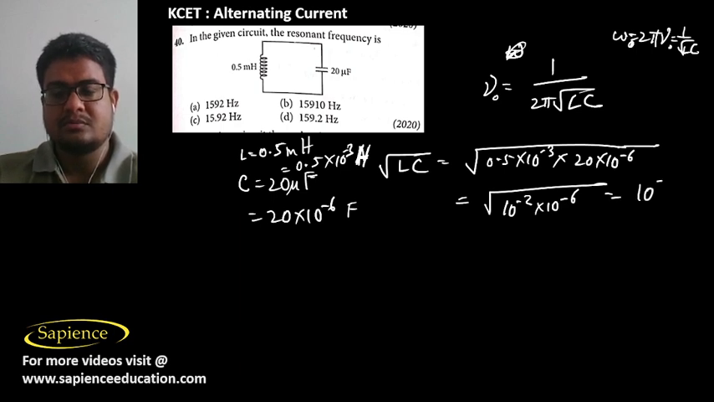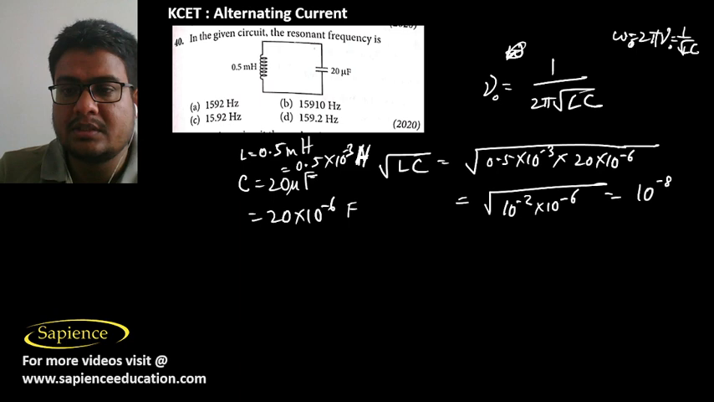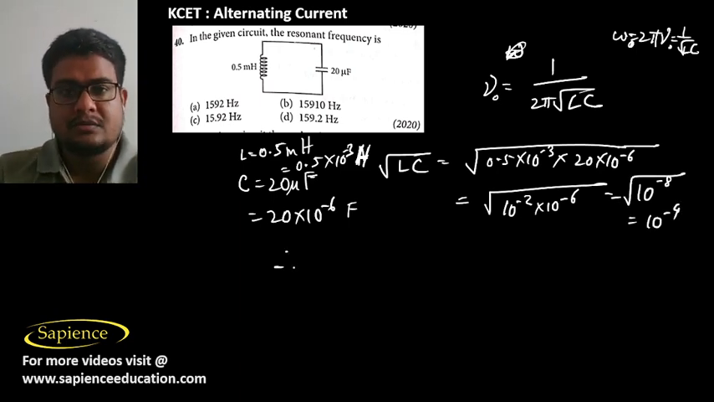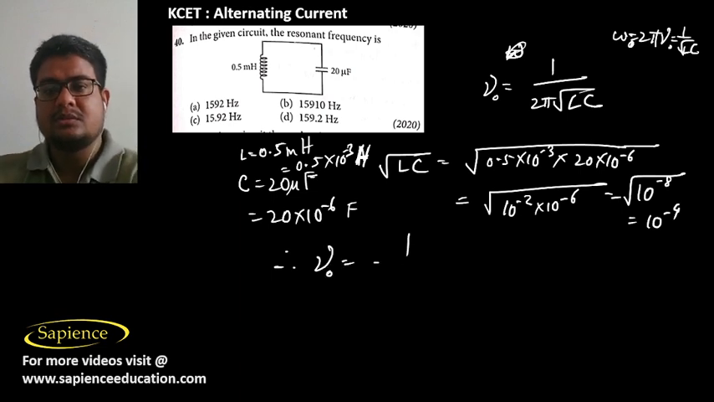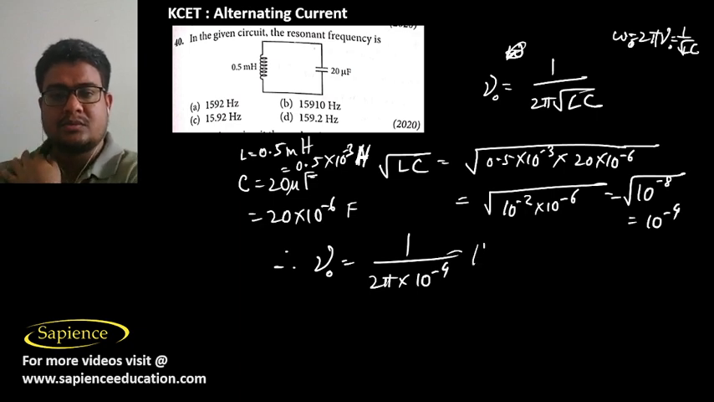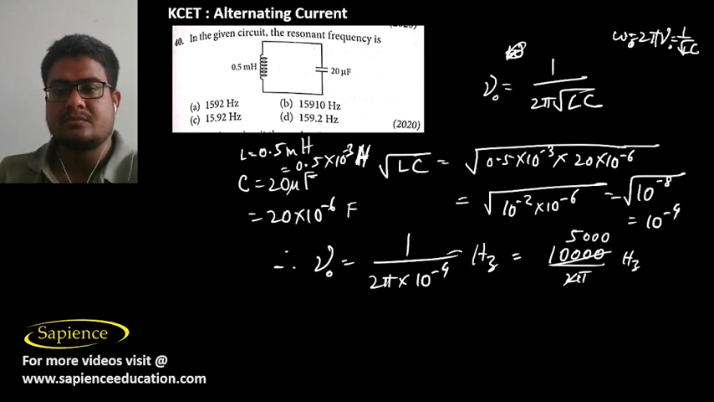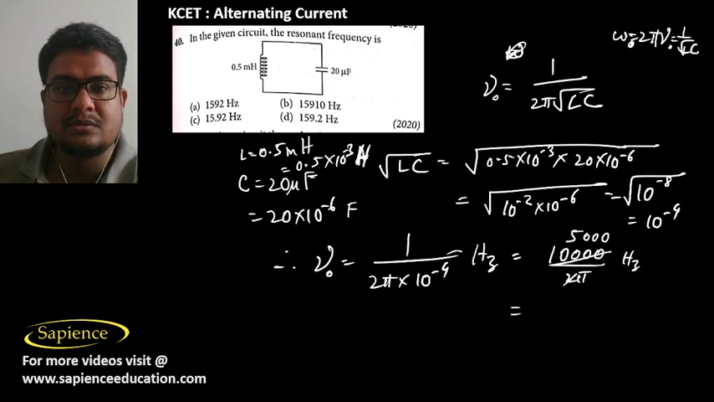10 power 8, square root of that. Therefore, the resonant frequency is equal to 1 by 2 pi into 10 power minus... So this will be 10 power 4, meaning this is 10,000 by 2 pi. So it is 5,000.